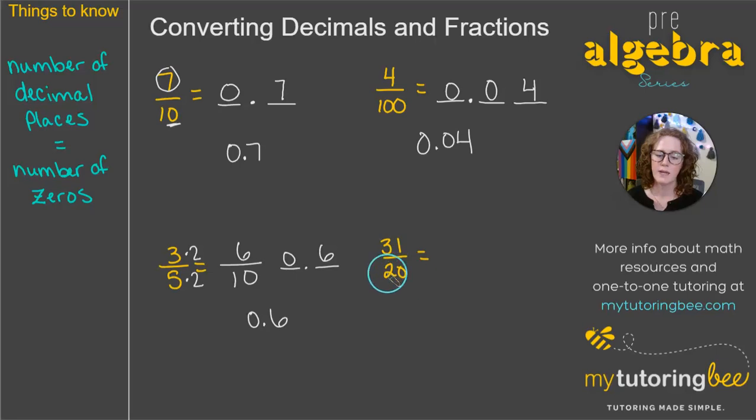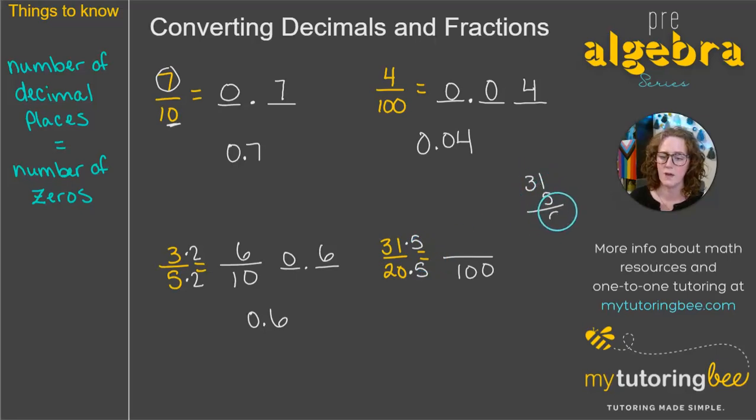All right, with 20 as the denominator in this fraction, again, we can figure out what we can multiply by. We're not going to be able to get to 10 with this one, but we can get to 100. So let's go to 100. That's going to be times 5. So we need to multiply 31 times 5. Let's see what that is real quick. 5 times 1 is 5. 5 times 3 is 15. So we get 155.